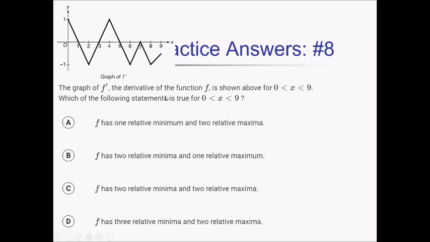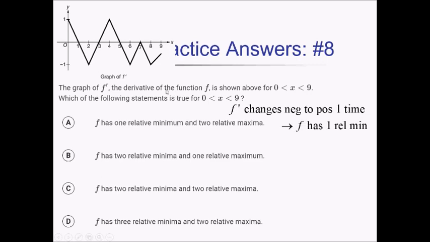For this problem, I'm given the graph of f prime, and I want to know which of the statements about f is true. Now, all of these have to do with how many relative mins and maxes the f function has. So we basically need to figure out how many times f prime is changing negative to positive or positive to negative. Now, looking at the graph, I notice f prime changes from negative to positive in one spot, just this one spot. That means that f has only one relative min.